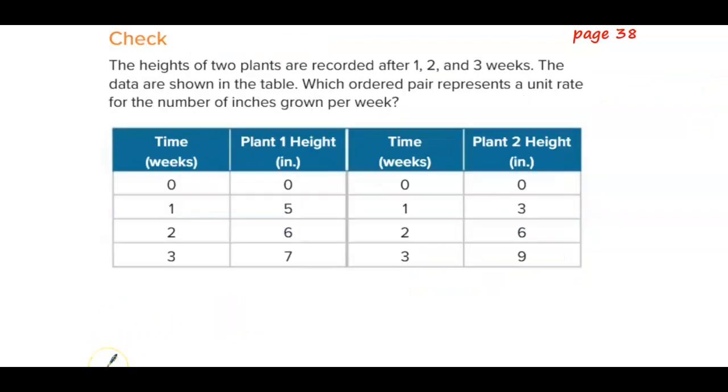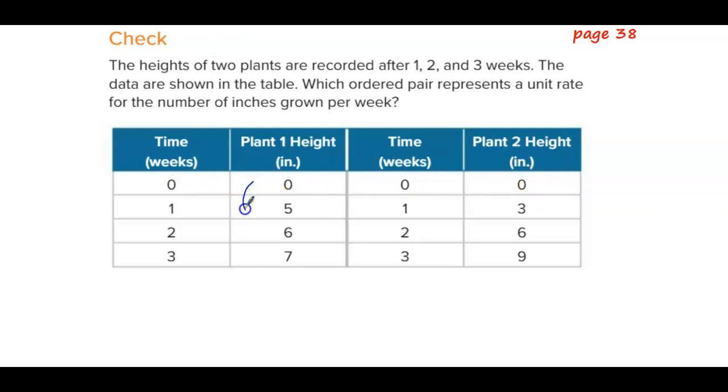And the last example in this video would be this one. The heights of 2 plants are recorded after 1, 2, and 3 weeks. The data are shown in the table. Which ordered pair represents a unit rate for the number of inches grown per week? Okay, so it's kind of weird here. They have 2 columns for time in weeks. I'm not sure why they did that. But first of all, we can see that they both have the (0, 0). So that checks. But is one of them not linear?